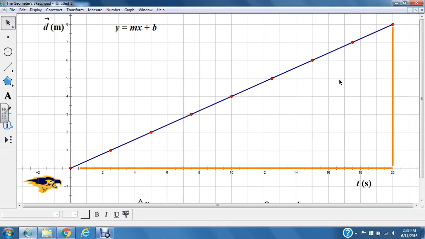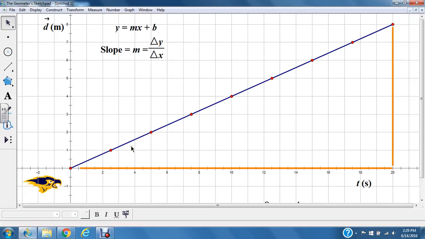When we find the change in the y values over the change in the x values, this is also known as finding the rise over the run. And just to remind us, a linear equation is one in the form y equals mx plus b, where m stands for the slope and b stands for the y-intercept. That's the point where the line crosses the y-axis. And we can see just by looking at this that this line has a positive slope.